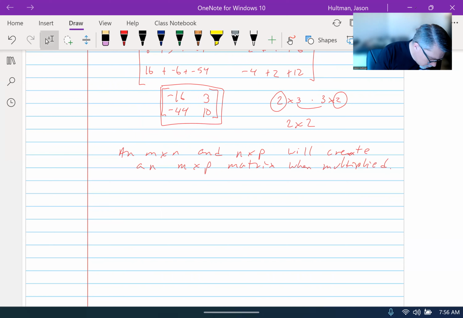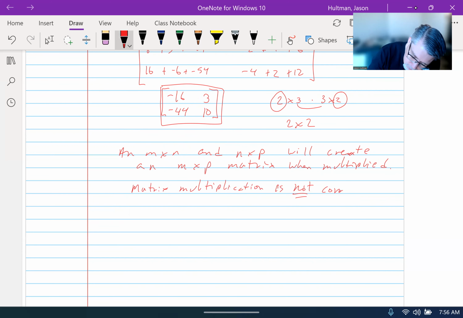Okay, matrix multiplication, like we had said before, is not commutative. Means we can't multiply in any order. AB is not the same as BA. If we had multiplied A times B, we would end up with a 2 by 2 matrix. But if we multiply B times A, we'd end up with a 3 by 3 matrix, and those are not the same dimensions.